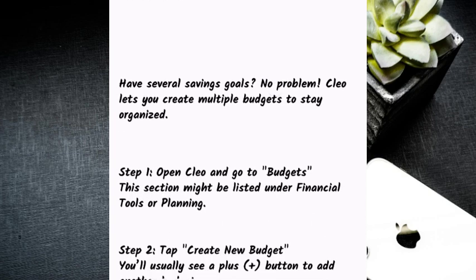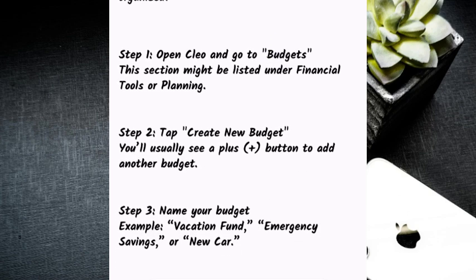So the first thing you're going to do is to open Cleo and go to budgets. This section might be listed under financial tools or planning. Next, you're going to tap create new budget. You usually see a plus button to add another budget, so just go ahead and tap that.